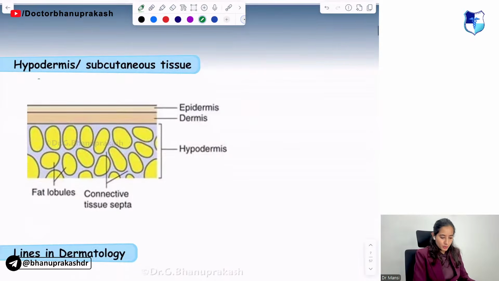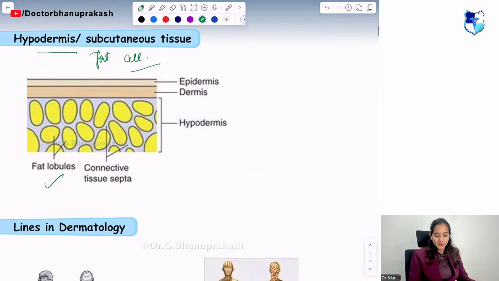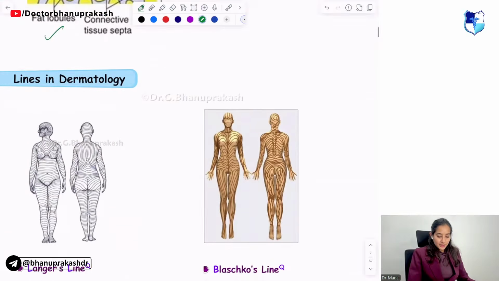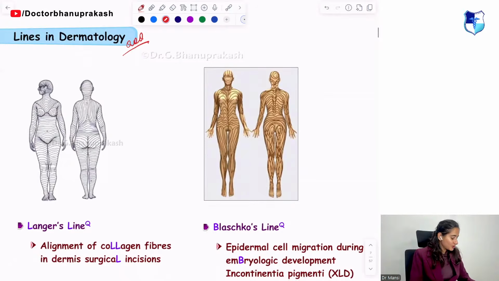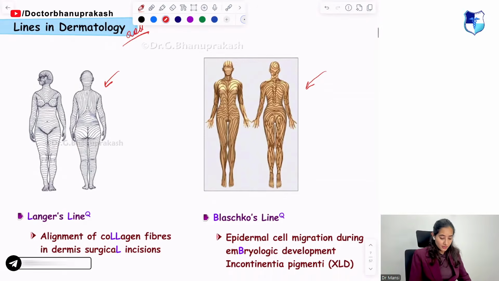Next, we have the hypodermis, which is your fat cell layer. You can see the fat lobules and the connective tissue in this one. Next, we move on to lines in dermatology. This is very, very important. Anyone who can tell me what these lines are, the names? This has been asked a couple of times, so you have to remember this well enough.